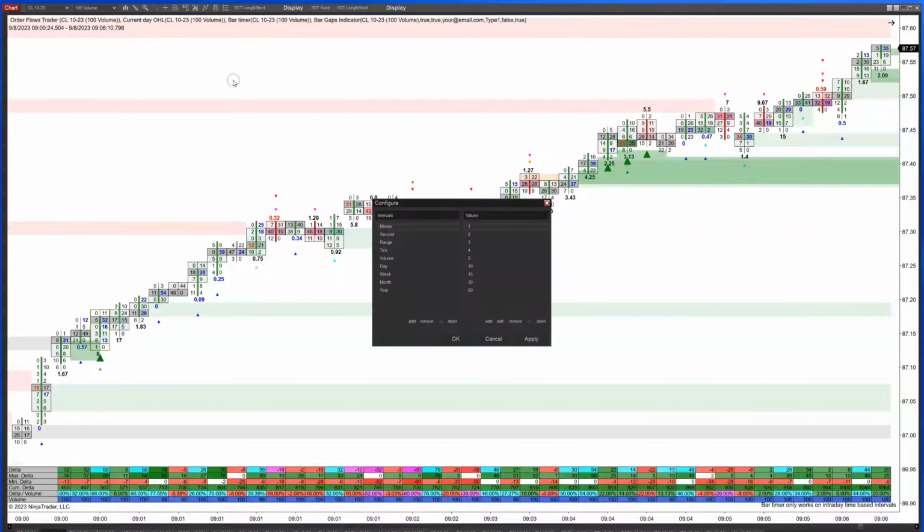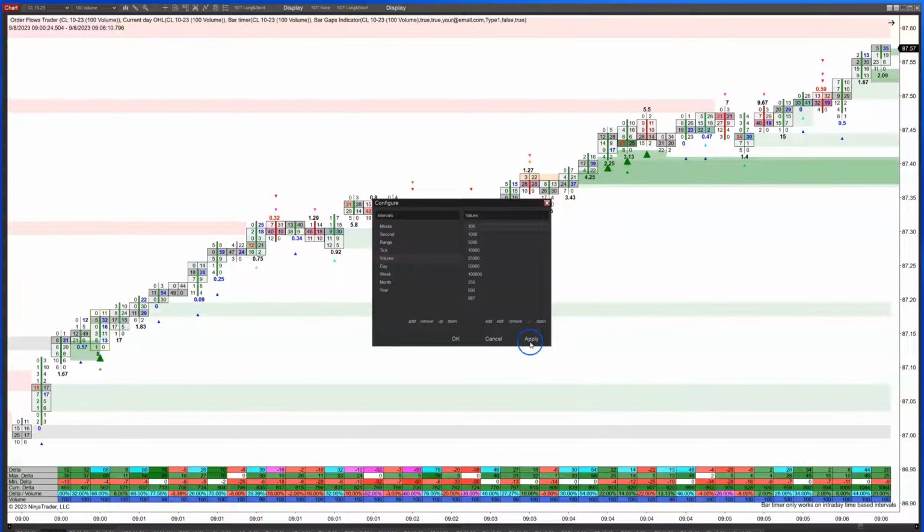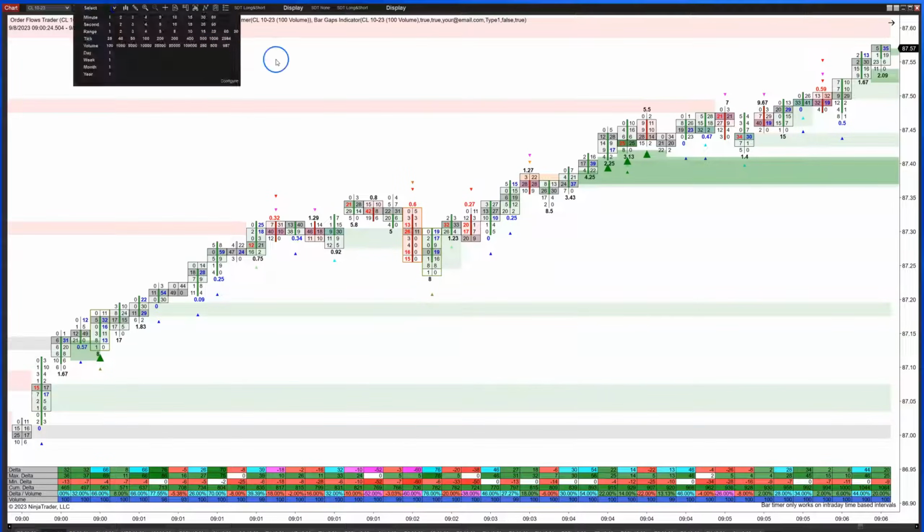Yeah, you can just hit configure. So you want to add a volume. I do have 250 and 500 here, but sometimes people like to use Fib numbers or whatever. You can do that in here, right? You just add it, whatever, I don't know, 987. Okay, click apply, click OK. Honestly, between 987 and 1,000, there's not going to be much difference.